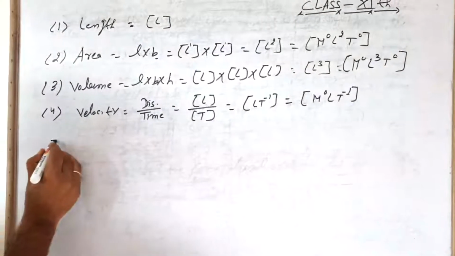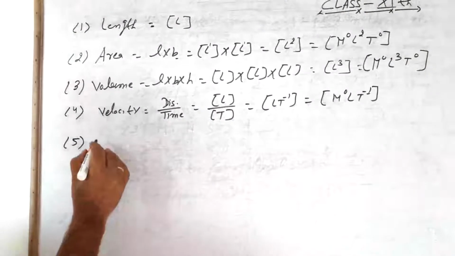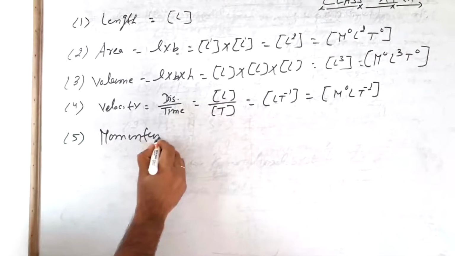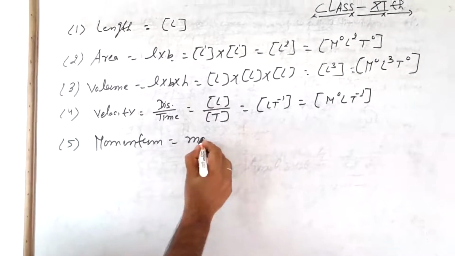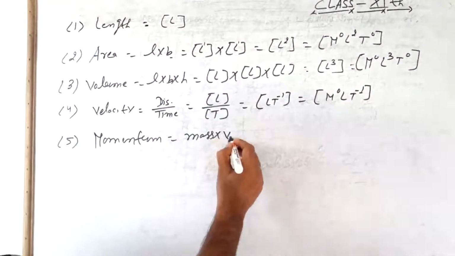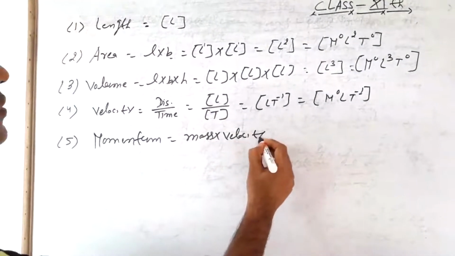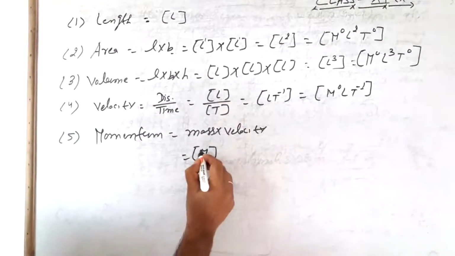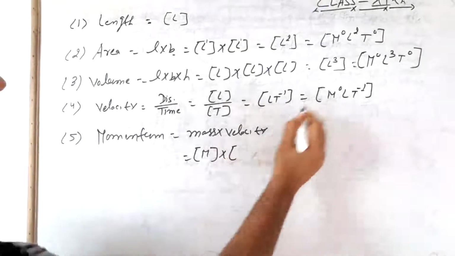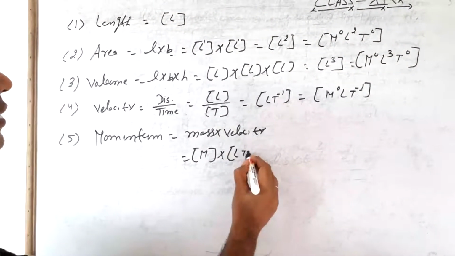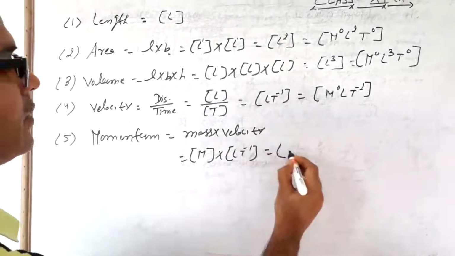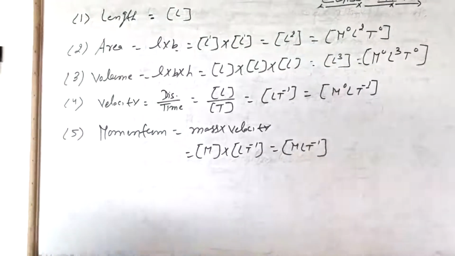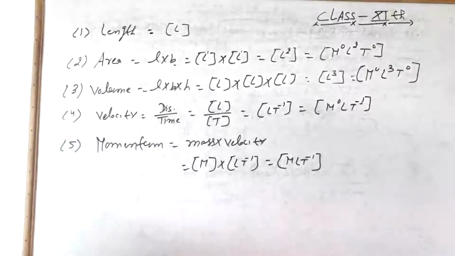Now momentum. What is the formula of momentum? Momentum equals mass into velocity. You know that, mass into velocity. The mass is represented by M, and velocity is represented by L T inverse. So it becomes M L T inverse. This is the dimension formula of the momentum.